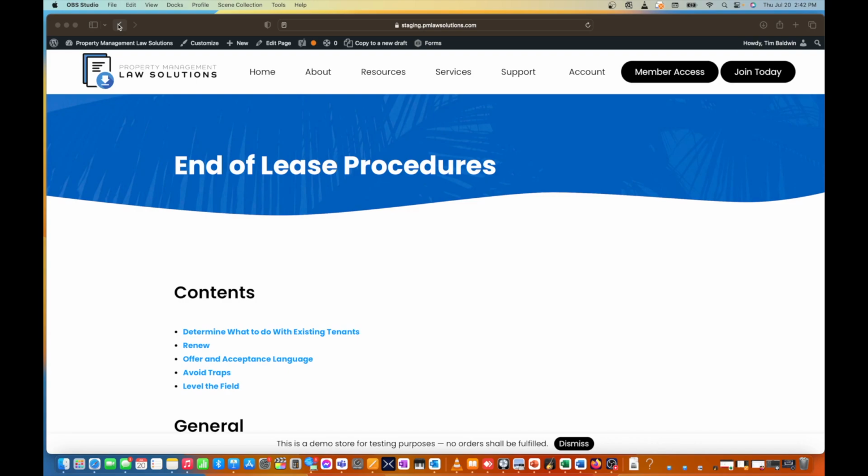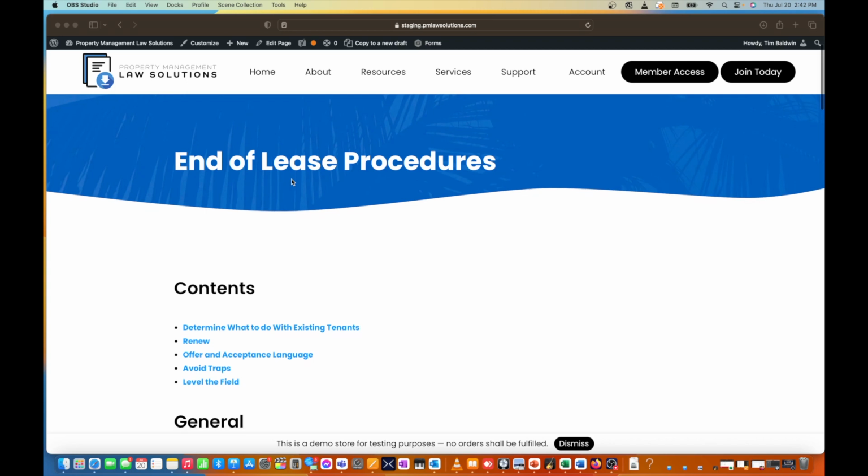This is the end of lease procedures module in your aDoor property management training. We always prepare for the end of the lease. So when a tenant signs a lease, typically they sign a lease on a term basis, and most of the time that term means 12 months. So for 12 months they are under a lease agreement, and as we get towards the end of the 12 months, we're preparing for the end of the lease.